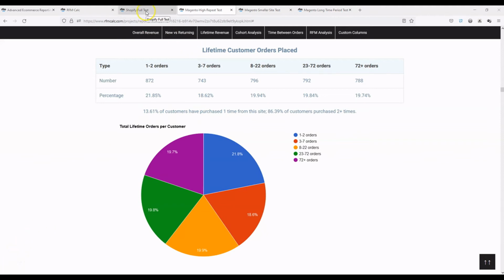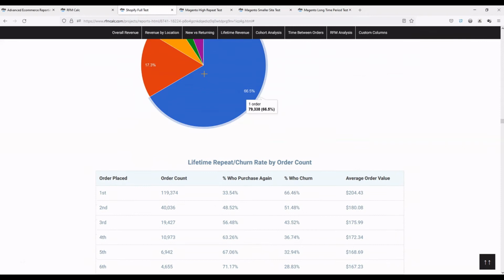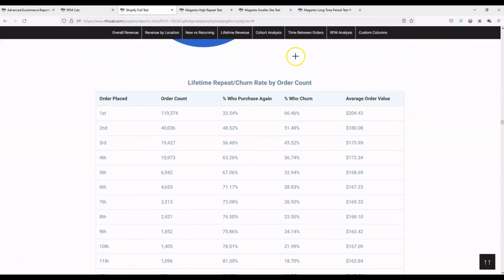Okay, so if I just jump back to my Shopify report, let's have a look at the next table here. Now, this is lifetime repeat and churn rate by order count. So this is really, really powerful data as well. Well, it's not amazing because most e-commerce platforms don't give you this information, so it's completely understandable why most people don't look at this. But in terms of, again, justifying the importance of repeat customers, it's really, really powerful data.